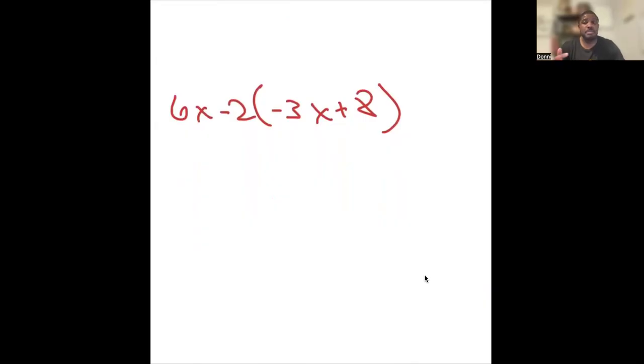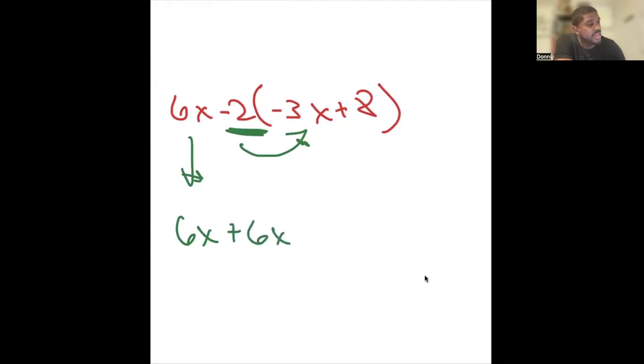Again, I got 6x minus 2 times negative 3x plus 8. I have this negative 2 right next to the parentheses, so I want to distribute that. Negative 2 times negative 3x. I'm going to just drop down this 6x because I'm not doing anything with it yet. Negative 2 times negative 3x is positive 6x, and then negative 2 times 8 is negative 16.